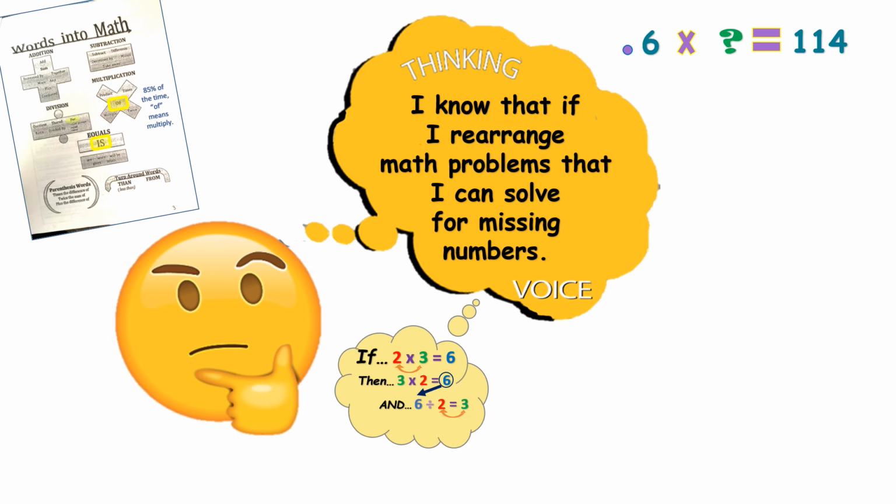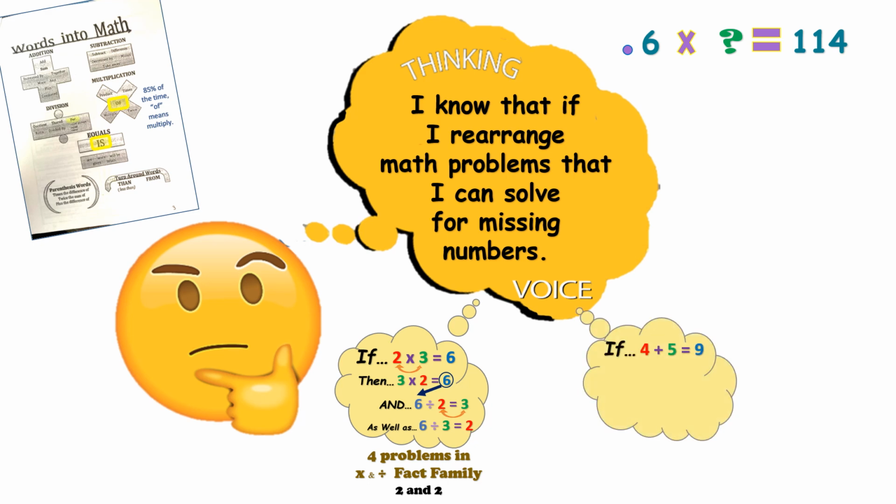Well, then if I switch the 2 and 3 again, and I keep the 6 in front, I can take 6 divided by 3, and that's going to be equal to 2. So notice I have the same 3 numbers, 2, 3, and 6. I've created 2 multiplication problems and 2 division problems, 2 and 2. That is a multiplication and division fact family.